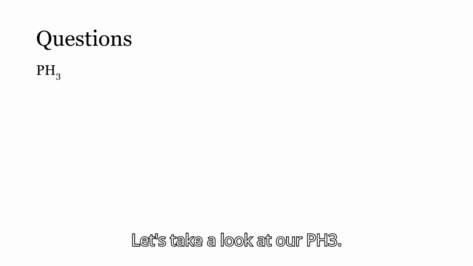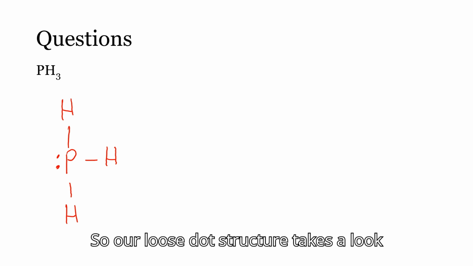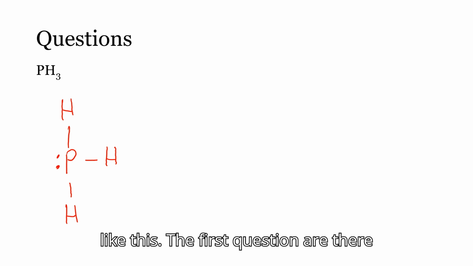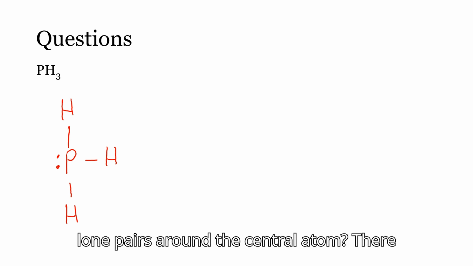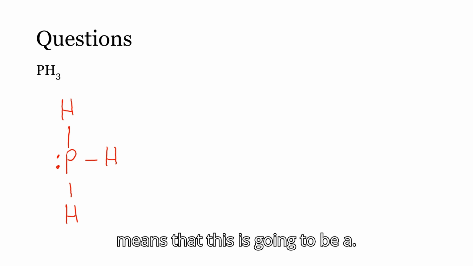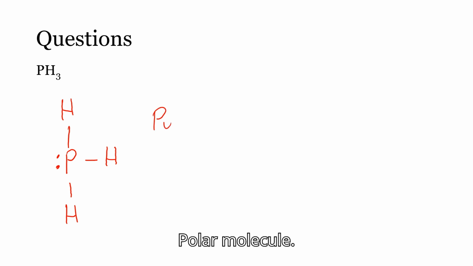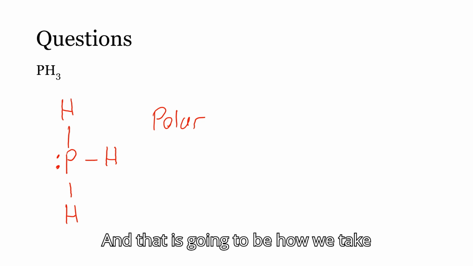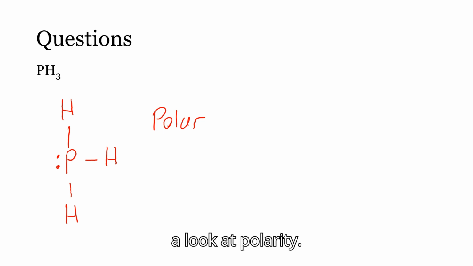Let's take a look at our PH3. So our Lewis dot structure looks like this. The first question, are there lone pairs around the central atom? There is a lone pair on our phosphorus, which means that this is going to be a polar molecule. And that is how we take a look at polarity.